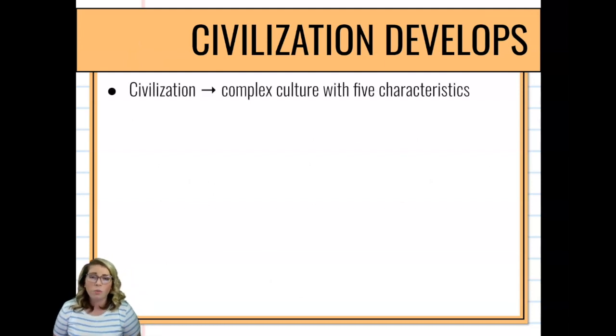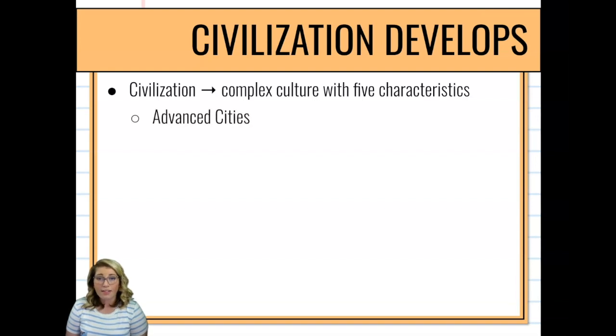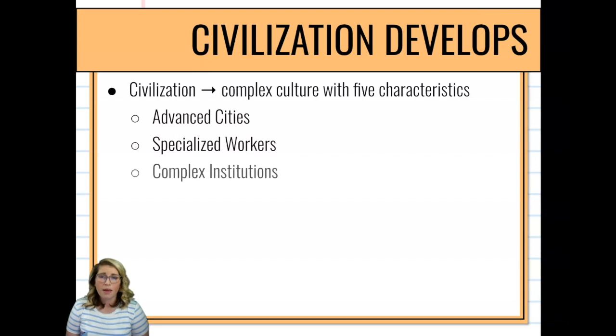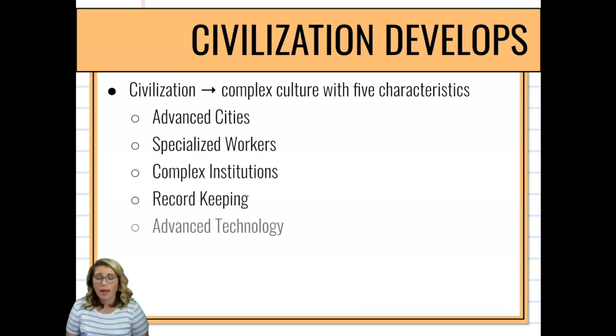And if we define the word civilization, it's basically a complex culture with 5 key characteristics. So in order to be a true civilization, you have to have these 5 features. They have advanced cities, specialized workers, complex institutions, record keeping, and advanced technology. So let's dive a little bit deeper and break down each one of these.